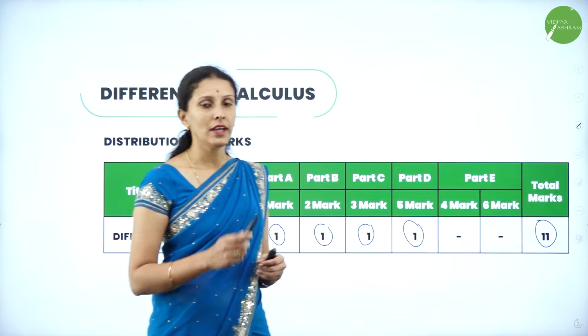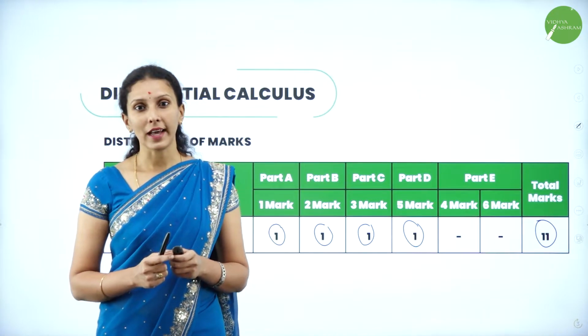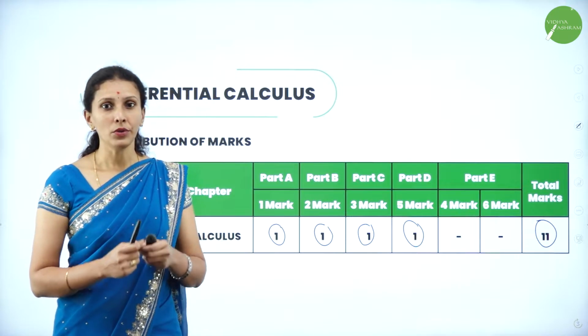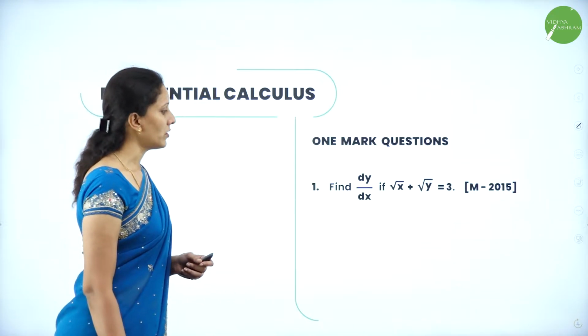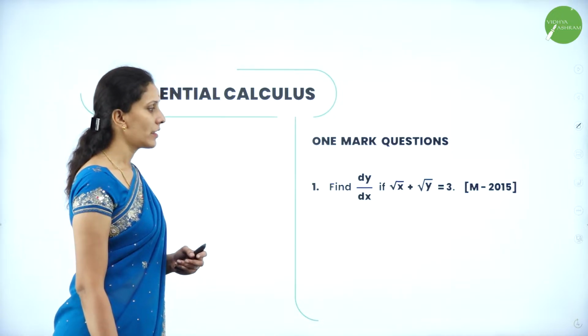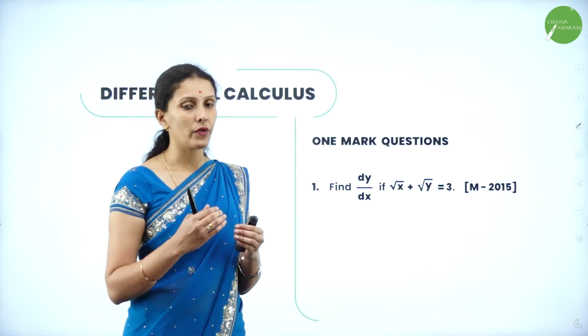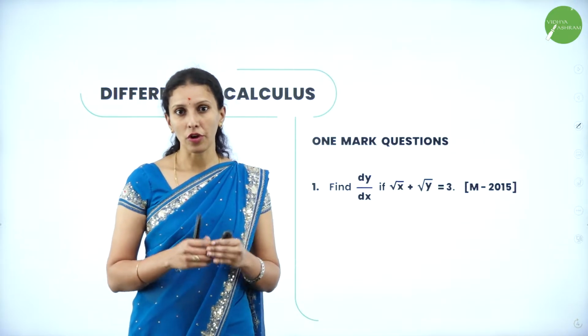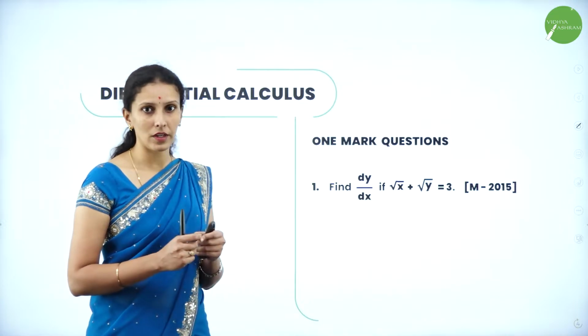But in this session, I'll be taking only 1 mark and 2 mark questions. Let's see what type of questions they may ask you from the chapter Differential Calculus. First question, find dy by dx if root x plus root y is equal to 3. So, 1 mark questions contain very simple differentiation of functions. Here we have a function root x plus root y is equal to 3.